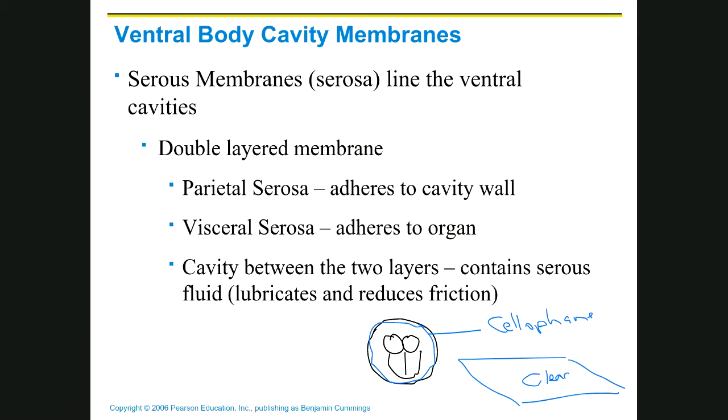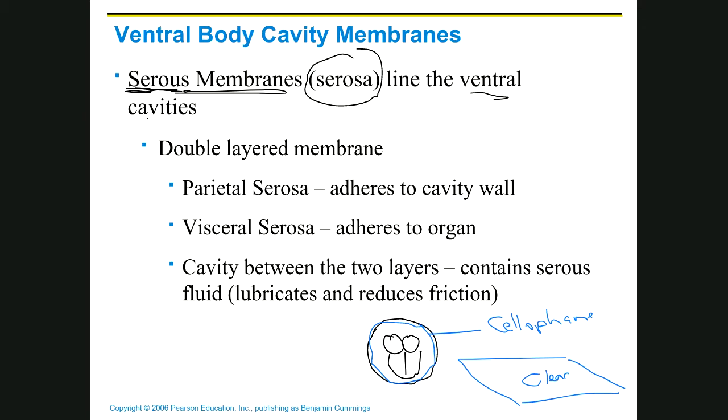And so if you wrap them around something, you're going to see whatever it's wrapped around. That's what these membranes are like. They're called serous membranes. Sometimes the word is serosa. That means the same thing, serous membranes or serosa. We're going to find these in this ventral cavity.